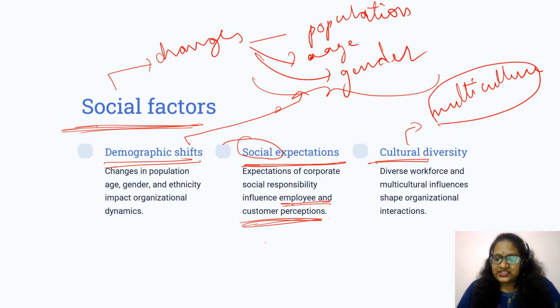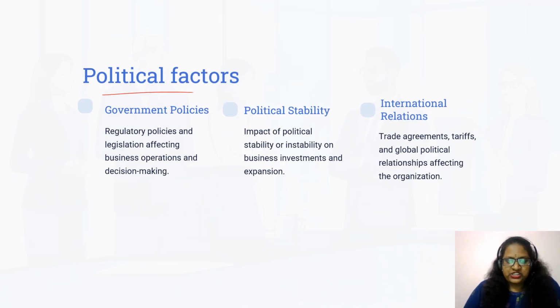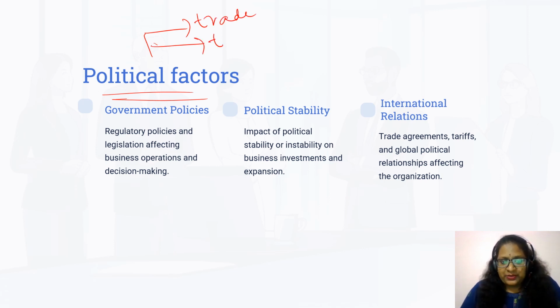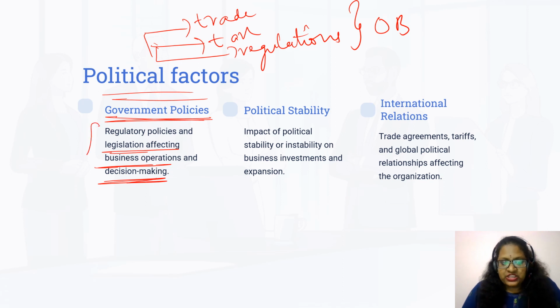Now let's look at the next thing. It is political factors. What are these political factors? These could be trade practices, tax rates, or regulations brought by the government. These are the political factors which influence organizational behavior. Now first would be government policies. Now and then the government policies are changed, which might affect the organization's behavior. These are regulatory policies and legislation affecting business operations and decision making.